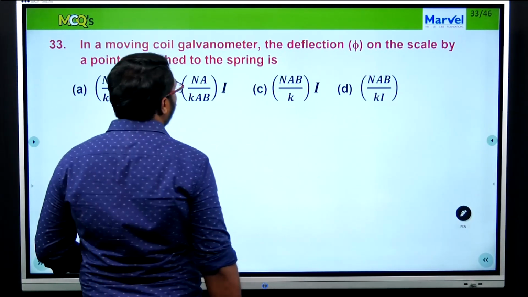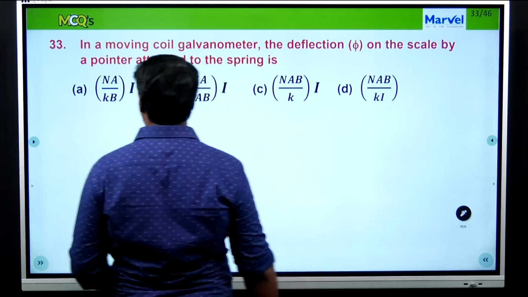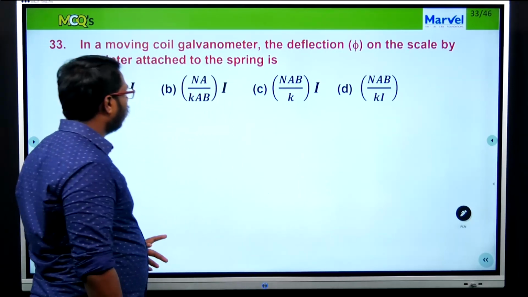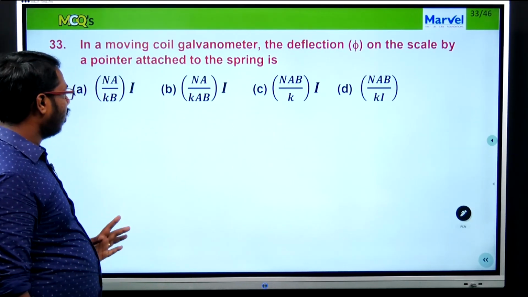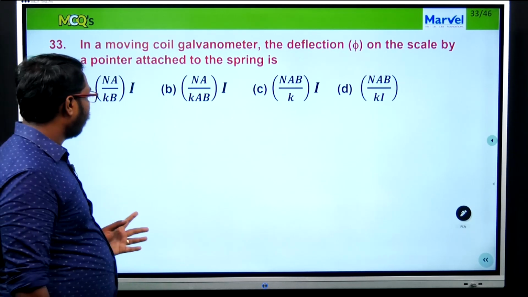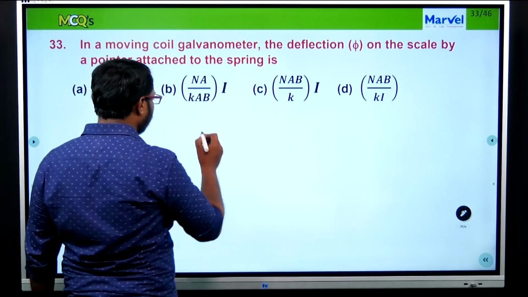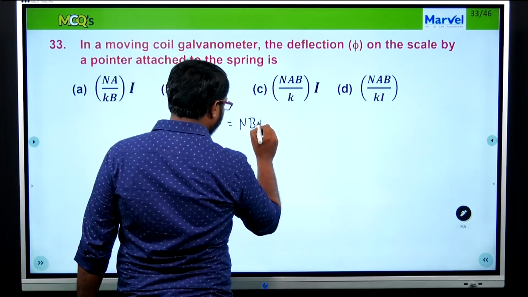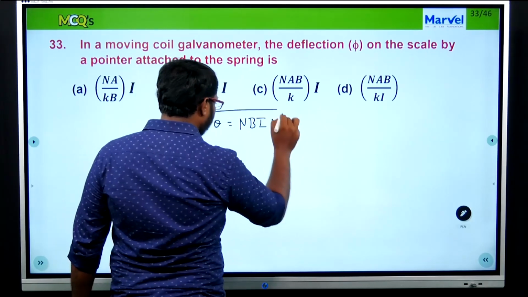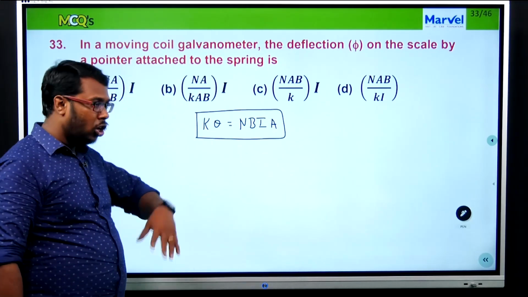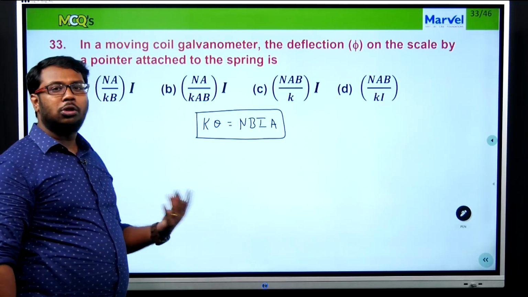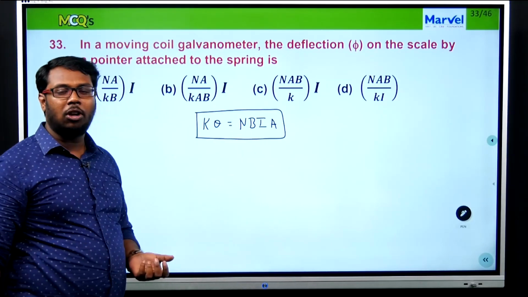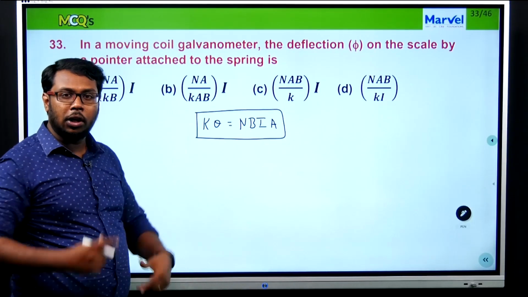In a moving coil galvanometer, the deflection phi on the scale is made by a pointer attached to the spring. So what is the deflection made by it is the question. Okay, so you see k theta is equal to NBIA is the formula, because k theta is the torque that is produced by a spring that is attached to the back, and this is the expression for the torque experienced by a circular coil.